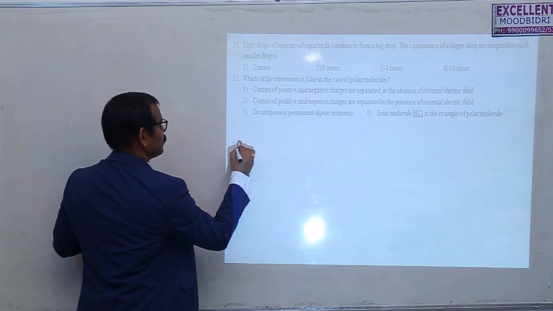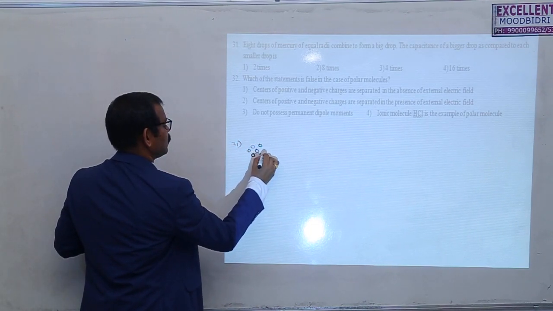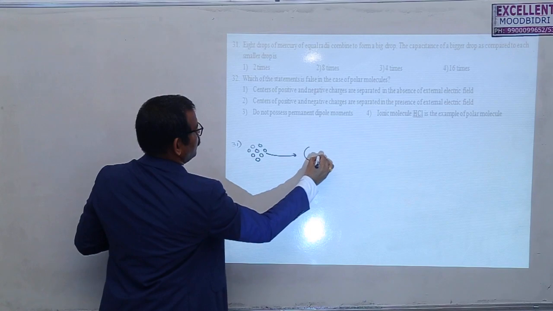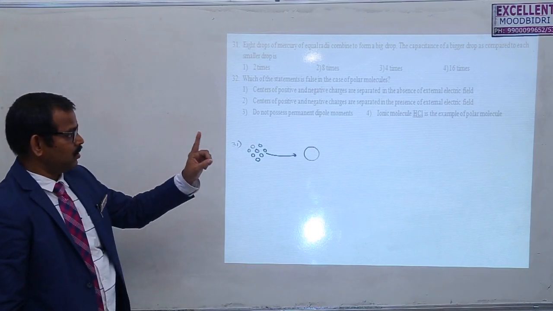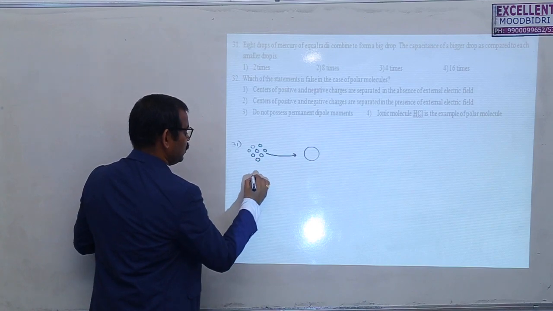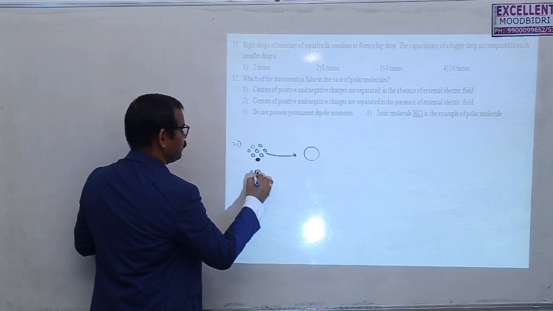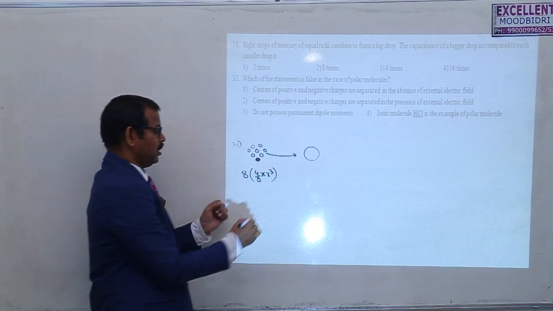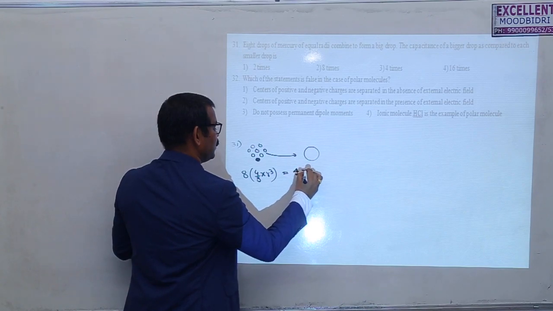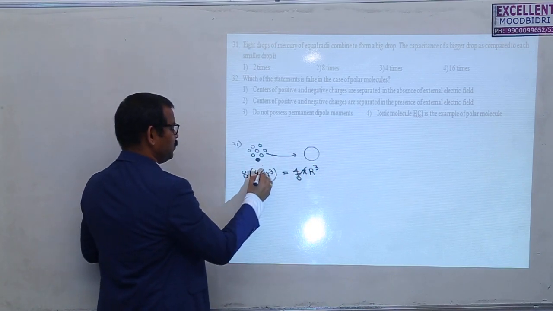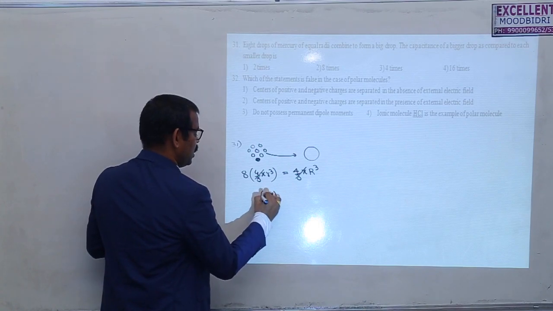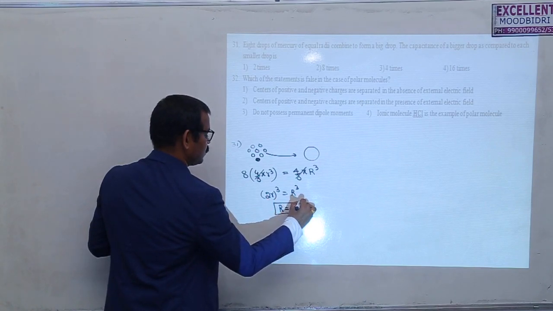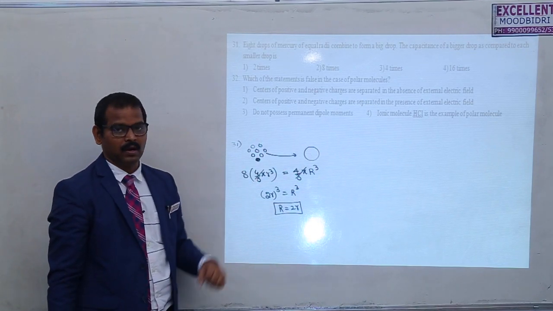8 drops of mercury combine with equal radii to form a big drop. The capacitance of the bigger drop as compared to the smaller drop is, here the volume of each drop is given by 4/3 π r³, into 8. This is the total volume of these 8 drops, which is equal to 4/3 π R³. 4/3 π cancels. This becomes 2r whole cube is equal to R cube. So capital R is equal to 2r. So this is the radius of the bigger drop.